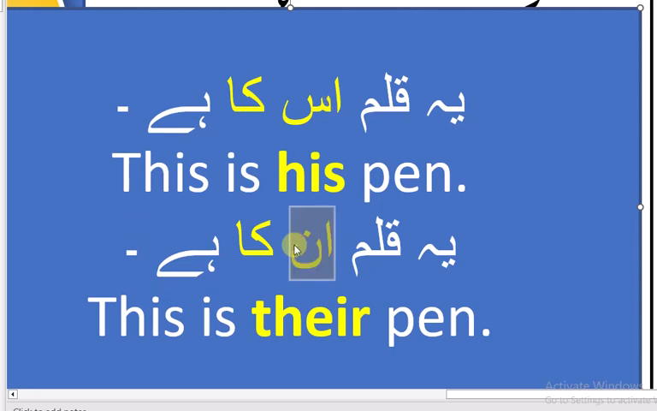Right? Un, plural. Is, singular. And if you are using zair, like is or in, both are for the near. And if you want to use pesh, like us or un, then they are far. Right?